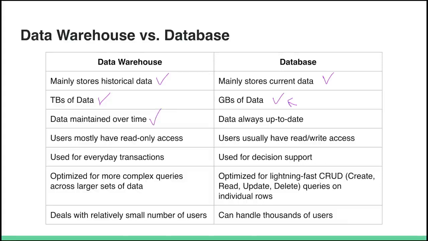The data warehouse data is maintained over time. Timeliness is not as important because we don't have users continually accessing the data warehouse. We're mainly using it for data analysis every now and then. With the database, however, data is up to date because, for example, if we're talking about the database for Instagram, then we're continually hitting that database, trying to get data and updating data there.